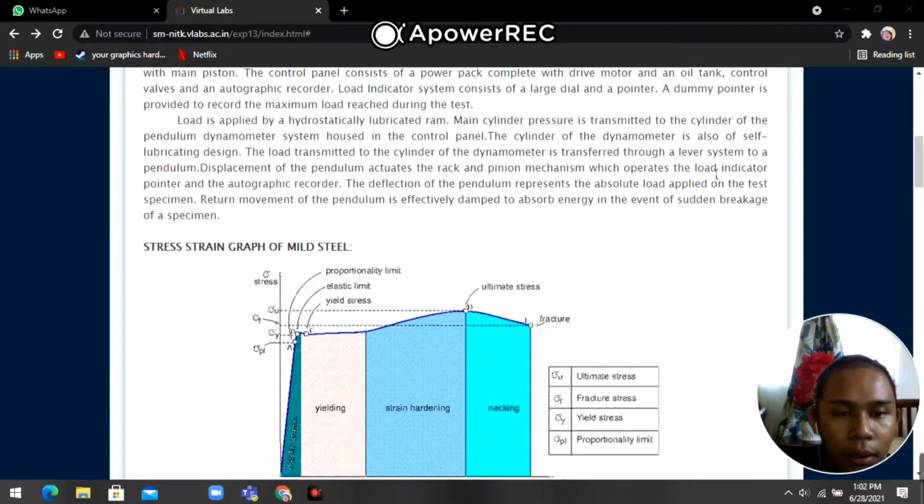a pendulum. The displacement of the pendulum actuates the rack and pinion mechanism, which operates the load indicator pointer and autographic recorder. The deflection of the pendulum represents the absolute load applied on the test specimen. Return movement of the pendulum is effectively damped to absorb energy in the event of sudden breakage of a specimen.